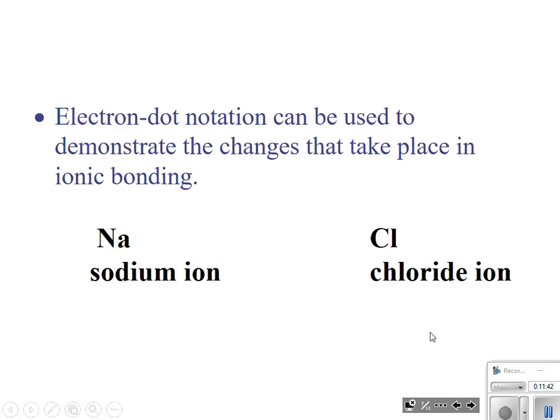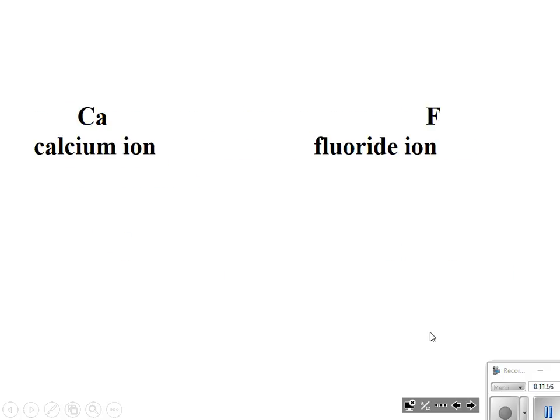Once again, the electron dot notation, I already showed you this, so I'm not going to go over it again for you. But the electron dot notation can be used to demonstrate the changes. I've already showed you this one. Can you draw the dot notations for this one and tell me what the formula unit would be? Go ahead and try it. Draw the dot notations for these two.